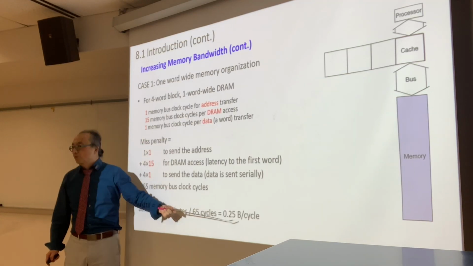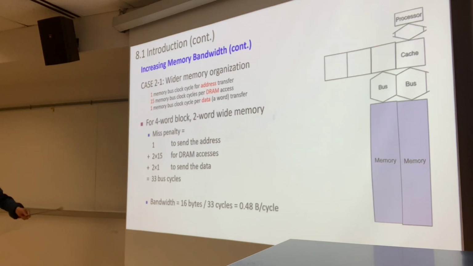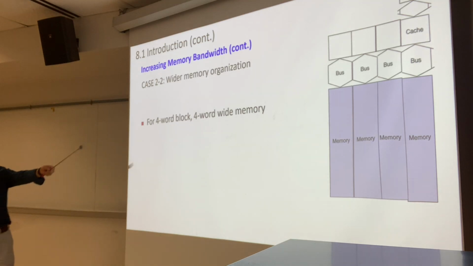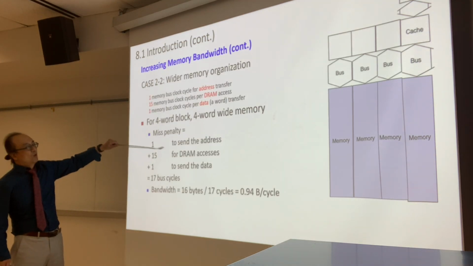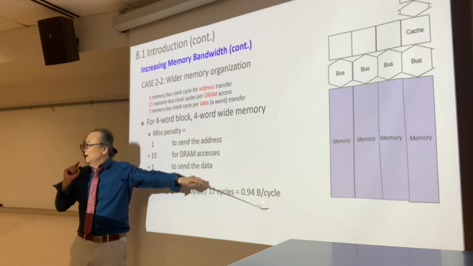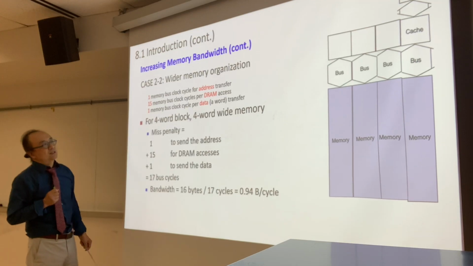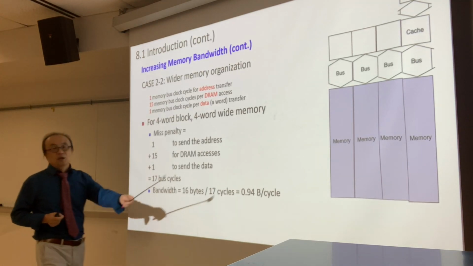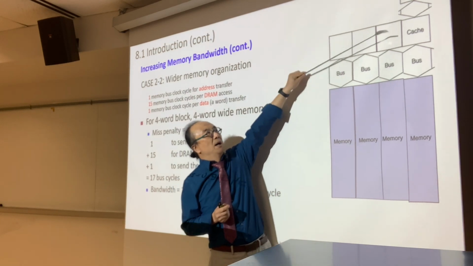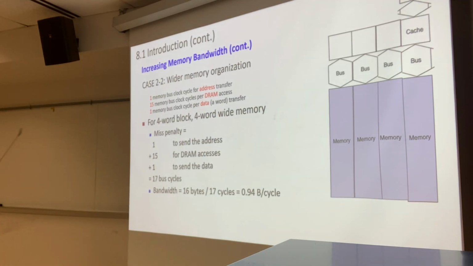When we compare with the previous, it's not quite double, but it's close to double. And when we have a 4-word wide memory, something like this, then we have 1, 1, 1 penalty, 16. So this is the kind of optimal scenario. We have 0.94 bytes per cycle, the bandwidth. When you say bandwidth, talking from cache to memory, that's the bandwidth. So this is the wider bandwidth.